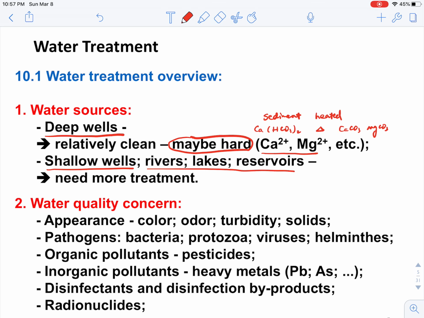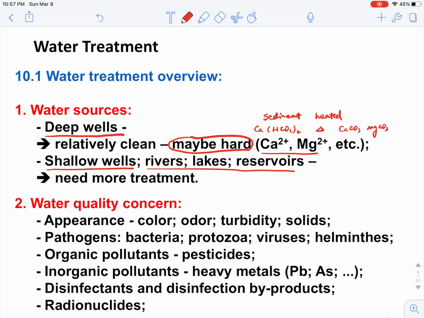Okay, and this actually happens quite a lot in Rolla, because most of the drinking water resources in Rolla are actually from the deep wells. Okay, so that's why our water is very hard. So whenever you go to the water fountain, pick up some water, you can even see those sediments in the water, right?